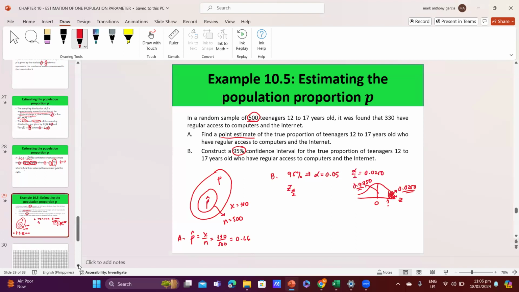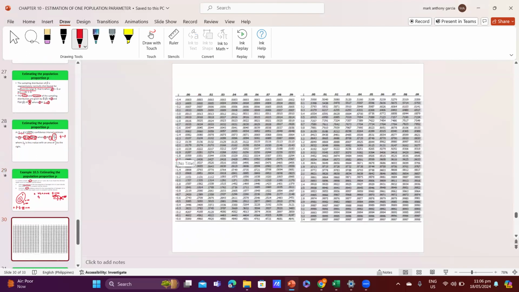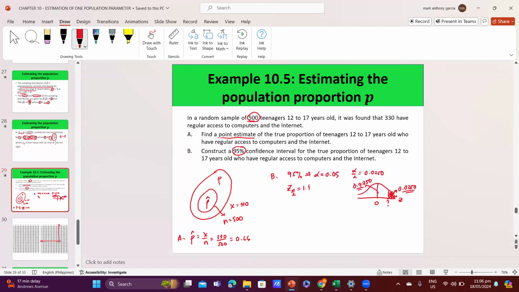So reading from the z table, we find 0.9750 among the list of probabilities, and we get 1.96. So since our z-score is 1.96, we will use this to compute for the margin of error. The margin of error is 1.96 times the square root of p hat, which is 0.66, times q hat, which is 1 minus 0.66, and it gives us 0.34, divided by the sample size n.